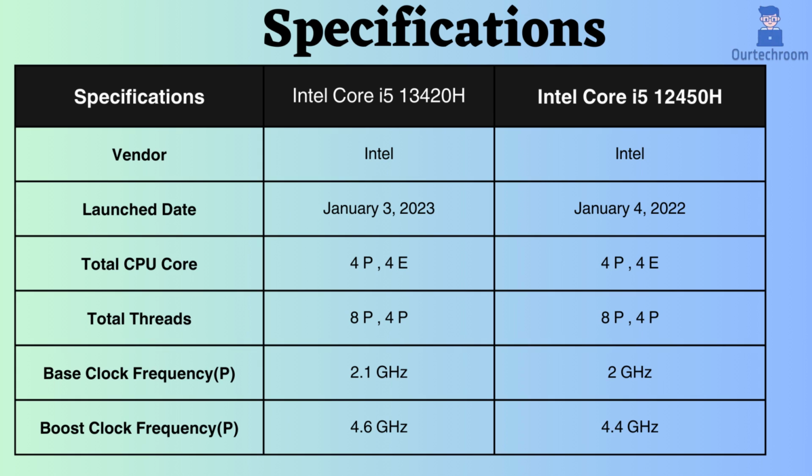If we examine the base clock frequency, the Intel Core i5-13420H operates at 2.1 GHz, whereas the Core i5-12450H runs at 2 GHz. Additionally, the boost clock frequency of the Intel Core i5-13420H reaches 4.6 GHz, while that of the Core i5-12450H is 4.4 GHz. With higher base and boost clock frequencies, the Core i5-13420H is expected to perform well under both normal and heavy CPU loads.